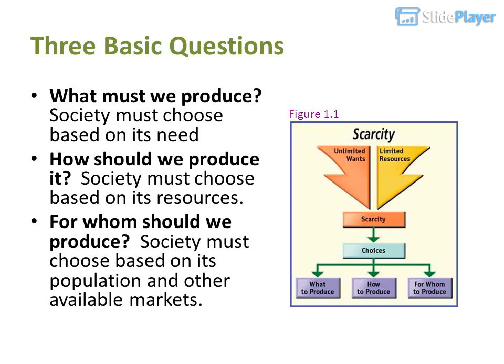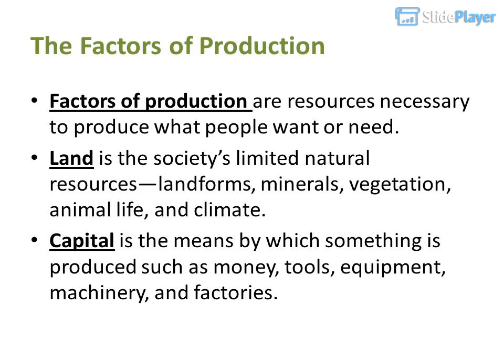Figure 1.1. The factors of production. Factors of production are resources necessary to produce what people want or need. Land is the society's limited natural resources, landforms, minerals, vegetation, animal life, and climate. Capital is the means by which something is produced, such as money, tools, equipment, machinery, and factories.